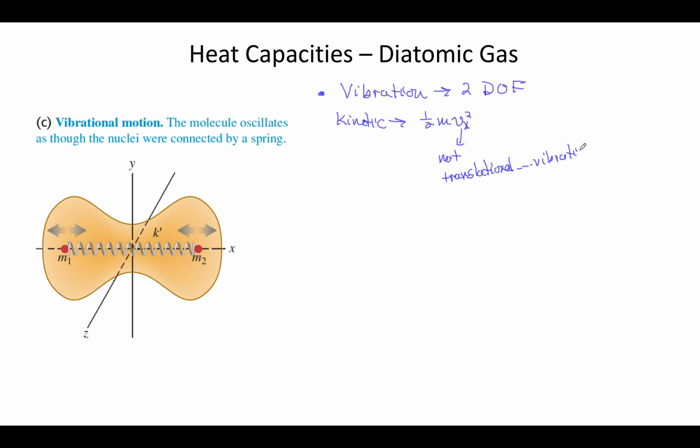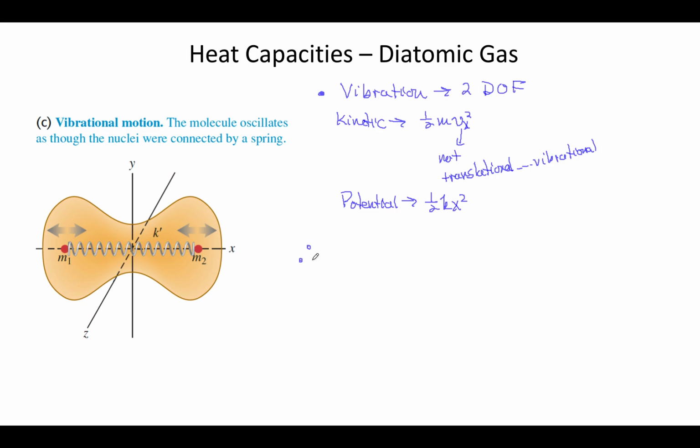And that velocity changes, right? It changes back and forth as it oscillates, like a simple harmonic oscillator, right? And if it is like a simple harmonic oscillator, it has a potential energy term as well, a 1/2 kx squared. So this is quadratic in its velocity as it oscillates back and forth along the x-axis. This is quadratic in its position. And these are energies, so there's 2 more degrees of freedom associated with that.